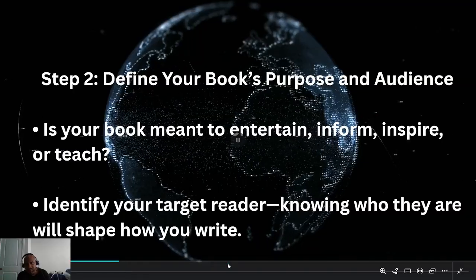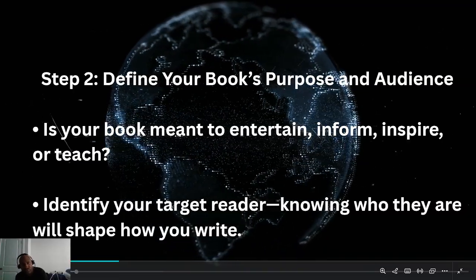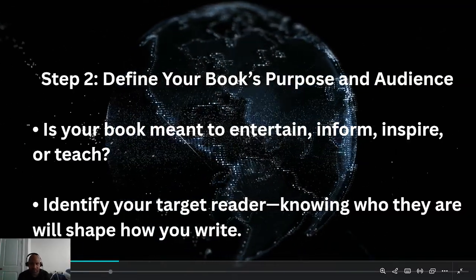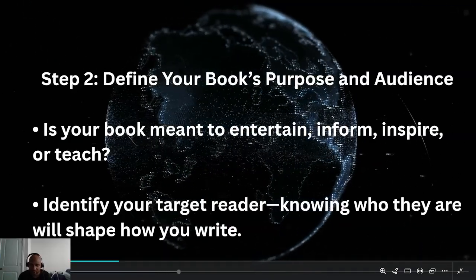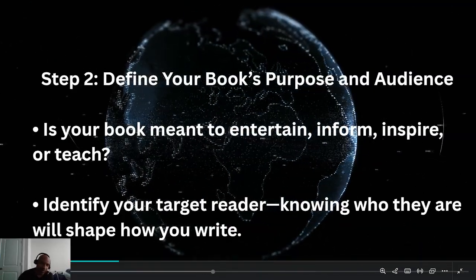Define your book's purpose and audience. Is your book meant to entertain, inform, inspire, or teach? Identify your target reader. Knowing who they are will shape how you write.